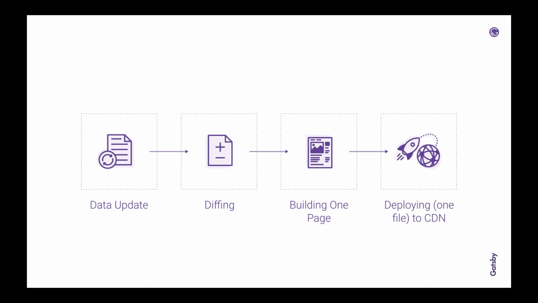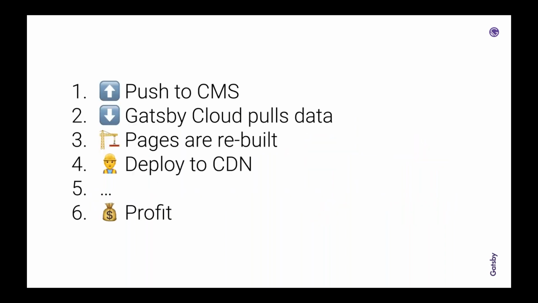And so it's kind of three things. It's incremental data fetching, it's diffing. This is effectively the incremental builds process, and then it's deploying incrementally just what needs to change. So the workflow here is push to CMS. Gatsby Cloud pulls data. Remember, push versus pull. Pages are rebuilt, deploy to CDN, and you profit.